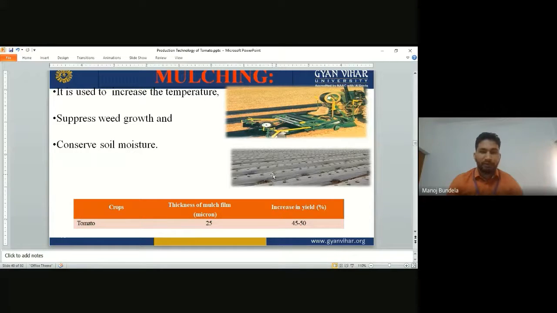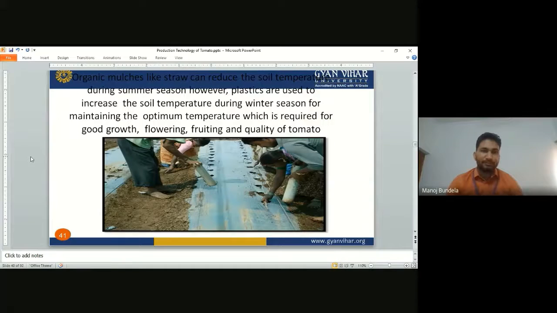If we take the 25 micron mulch, it will increase the yield by 45 to 50% because we have to apply less water. We have no weed growth, so we do not need the labor, because labor charges are more. Laborers will go to the field and do the weeding and all. So that is also a costly process. That also we can save by using this mulching.